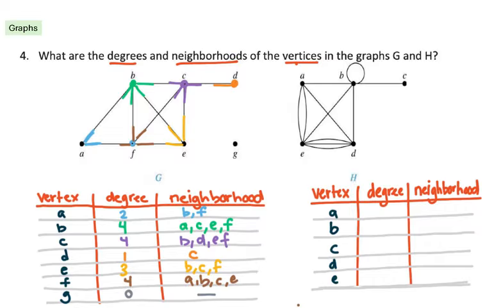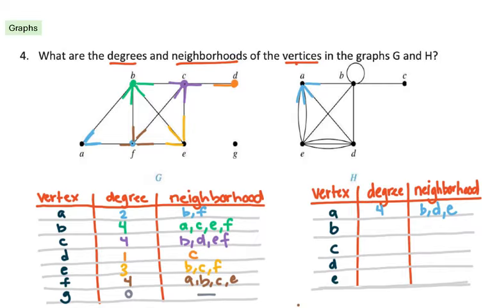You can pause the video and try to fill out this table. But okay, let's do it together now. So the degree of A, 1, 2, 3, 4. The neighborhood of A is B, D, or E. No need to write E twice. It is the neighbor.